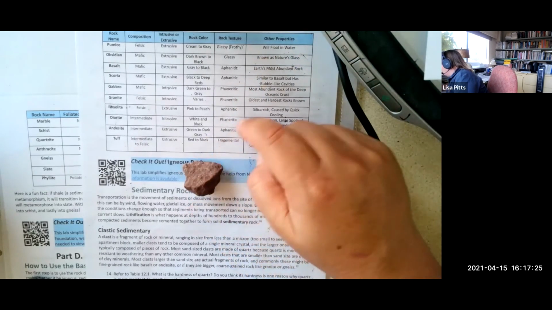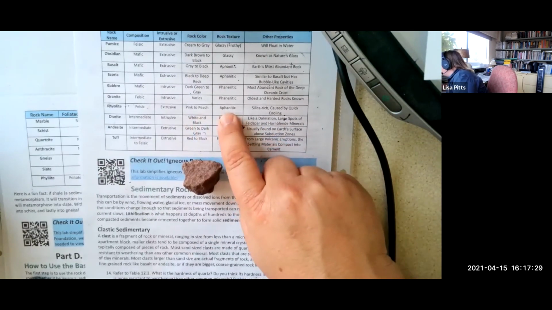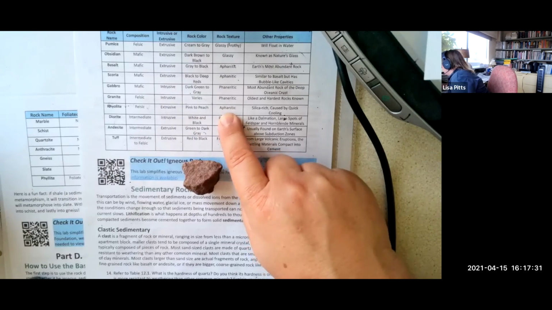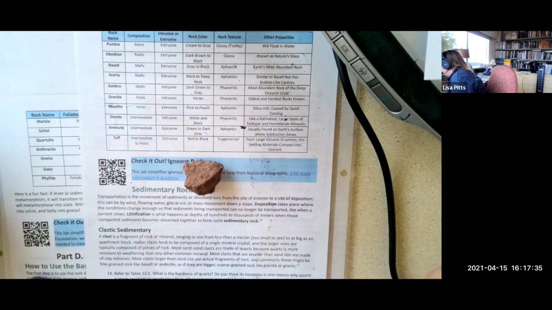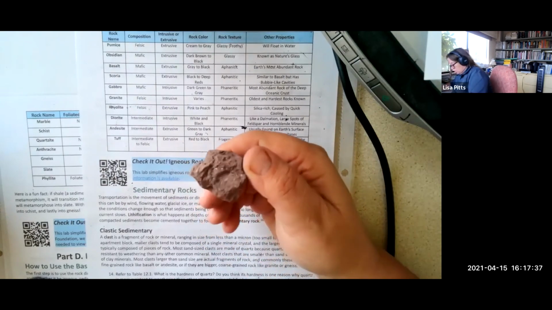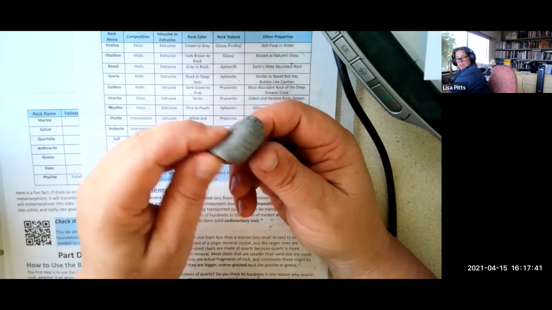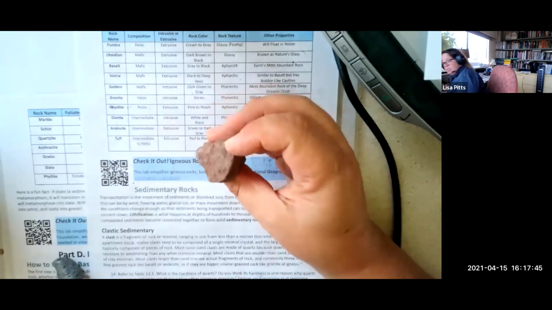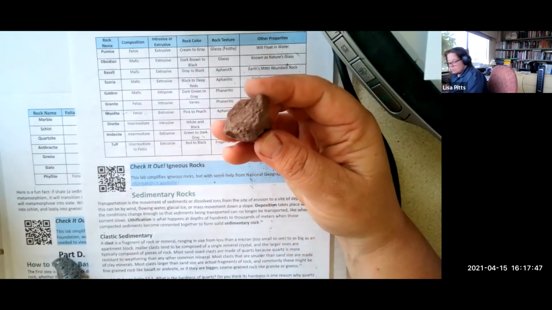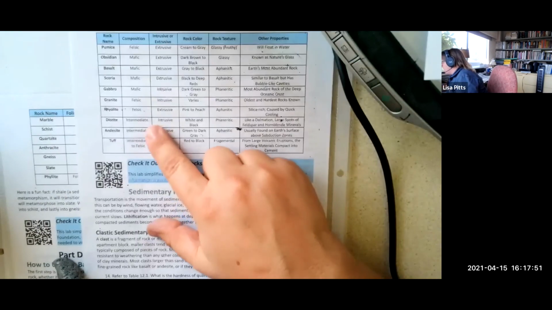So, pink to peach. Aphanitic means you can't see the things that make it up. So if this were an igneous rock, this would be what we call porphyritic. You can see the different types of minerals that make it up. This one you can't tell. It looks like it's all made out of the same stuff. So that's what we call aphanitic. So yeah, this is rhyolite.